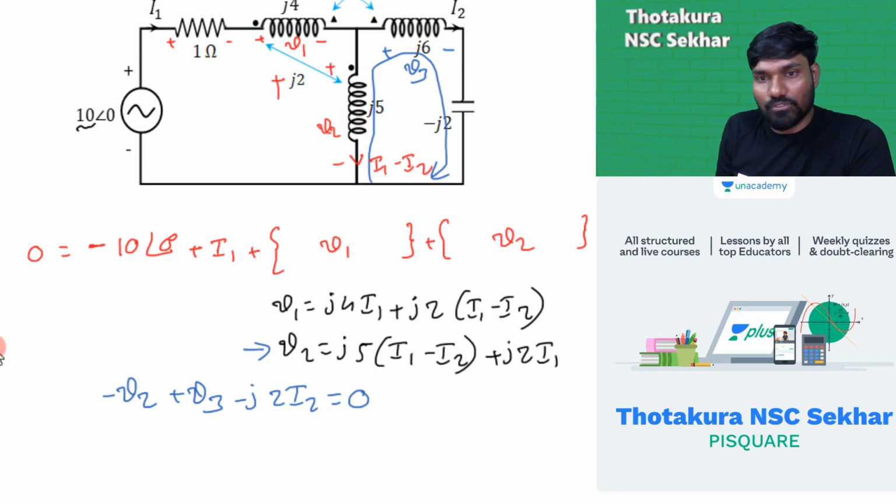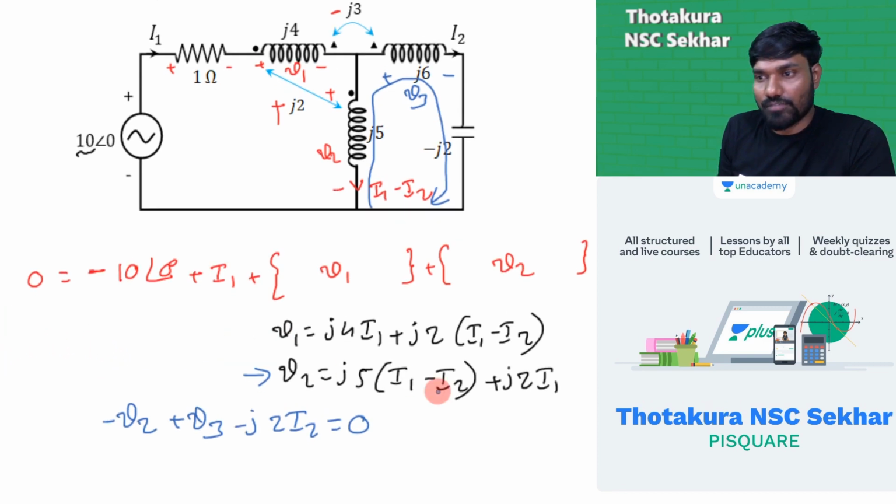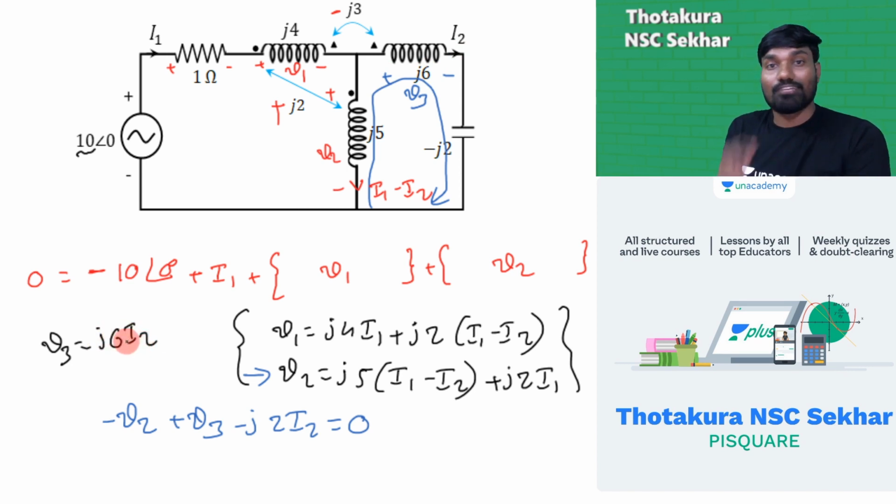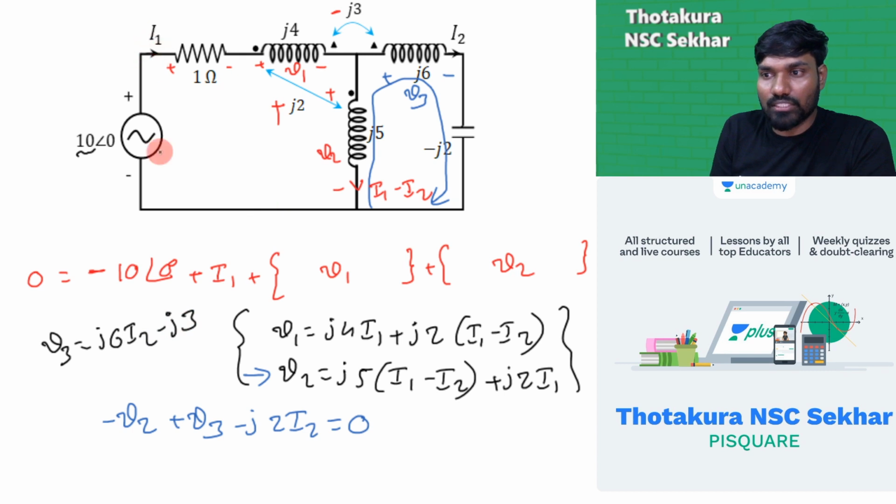V3 is equal to, no, it's not getting visibility. Yeah, V3 is equal to, let me write here V3. V3 is equal to, this is done. Tell me V3 is equal to what? Current entering is positive, we have taken properly, so I can directly take J6 into I2. Self-induced EMF. Mutual induced EMF, there is a mutual coupling between these two, a negative sign, minus J3 into this current I1. Now V2 is known, V3 is known, that's it, you will get an equation.